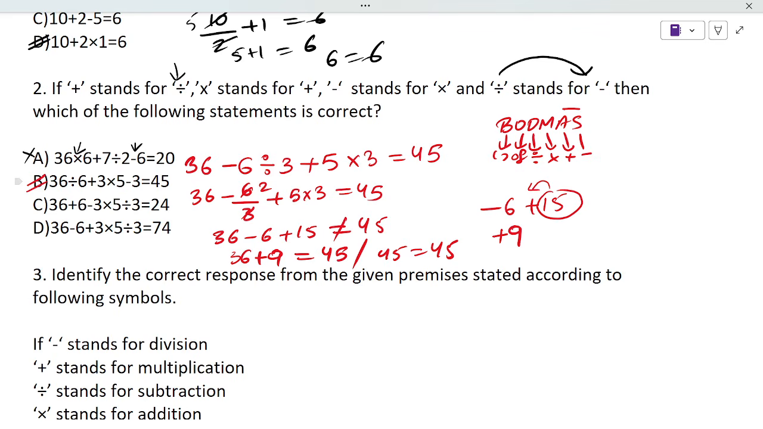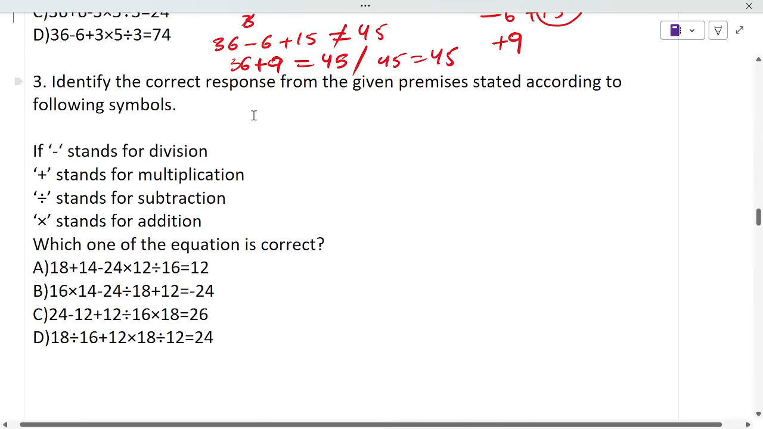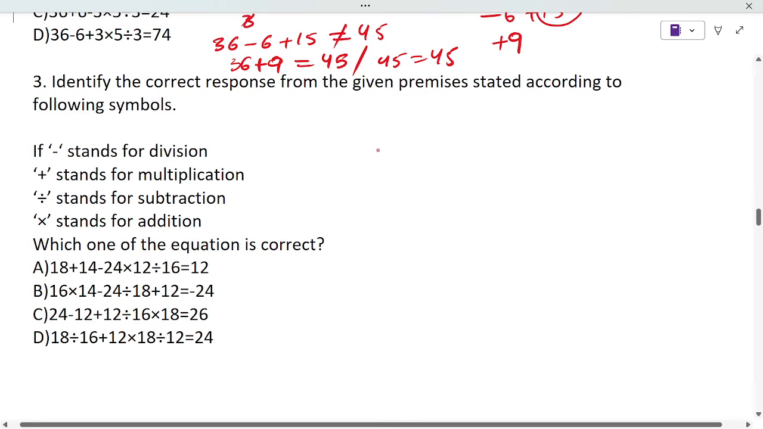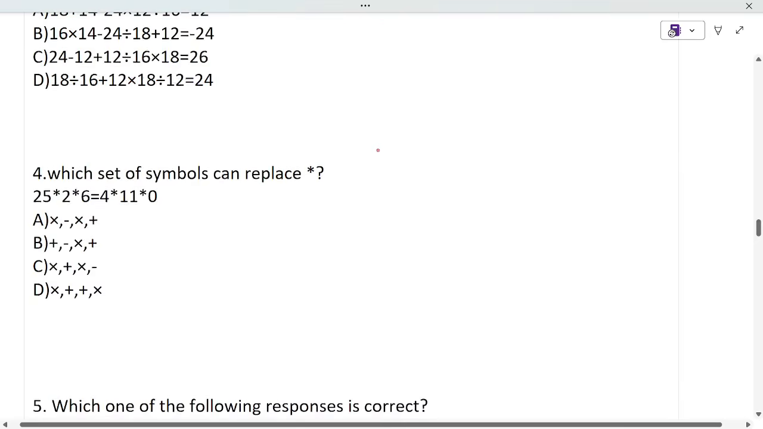Okay, next one. The next one is the same as A, you can try this one also. Definitely you will get it, just change the sign. That's it. Let's go to the next one.